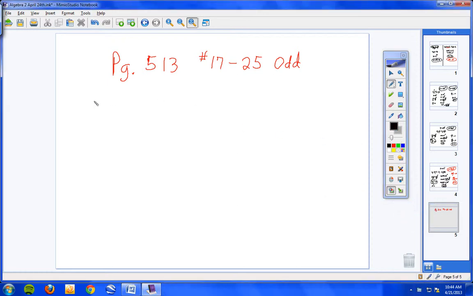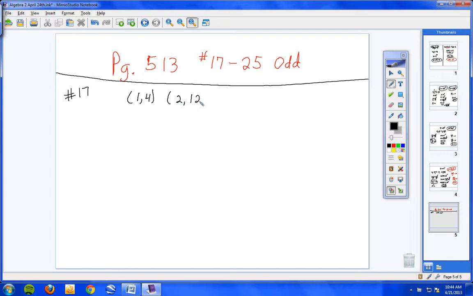Okay, let's go ahead and start off with number 17. Number 17 right here. All right. Step 1 says to take one of your ordered pairs, and let me draw a line right here across so we can divide that. Here are your ordered pairs for this problem, (1, 4), and your other ordered pair is (2, 12). Now, this is an x, this is a y, this is an x, this is a y.